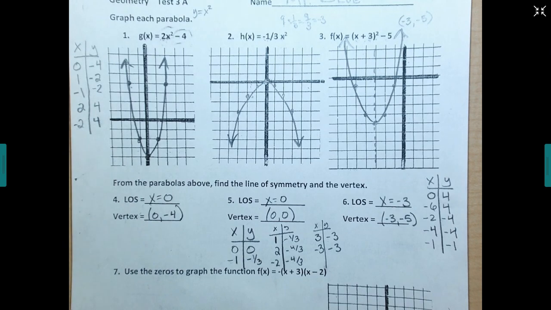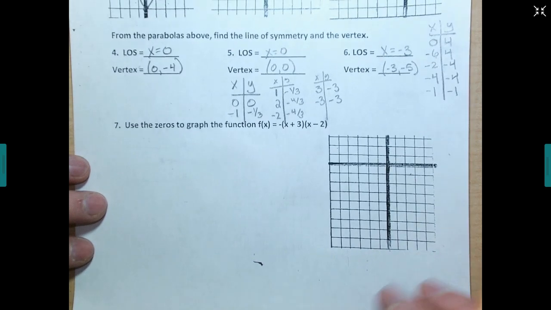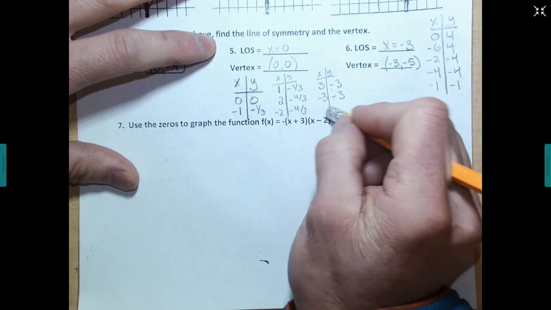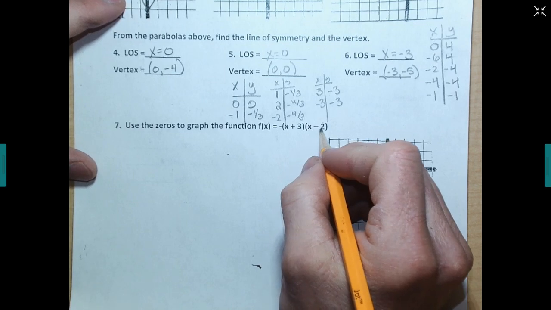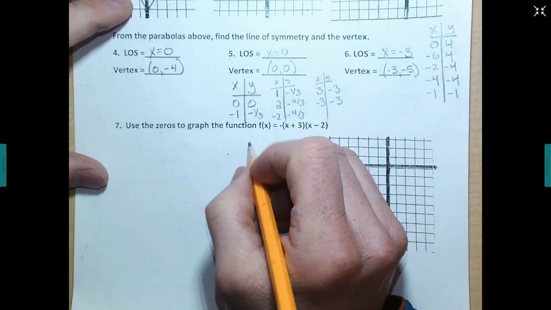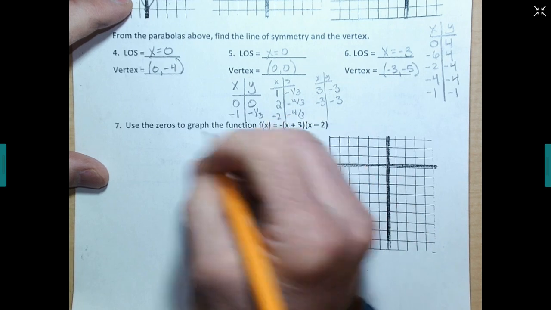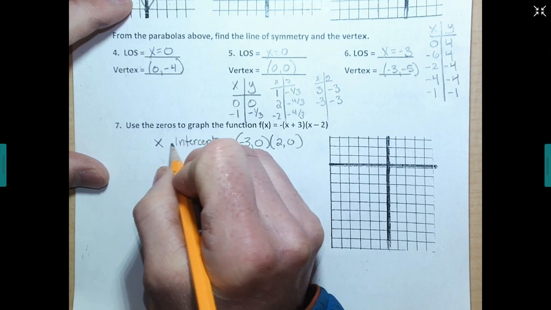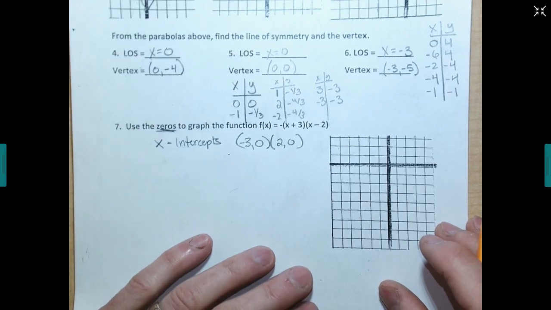All right, hope you got those. Those are fun. All right, use the zeros to graph the function f of x equals negative x plus 3 times x minus 2. Well, if you recognize, this is written in intercept form. So my intercepts are negative 3, 0, and 2, 0. That's my x-intercepts. What are x-intercepts? X-intercepts are my zeros.